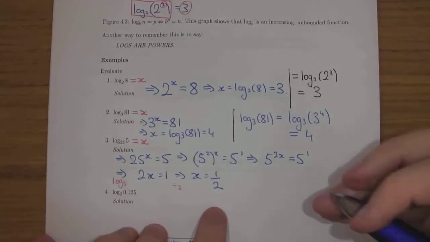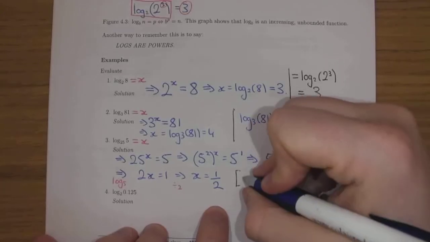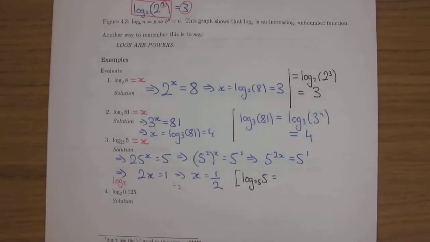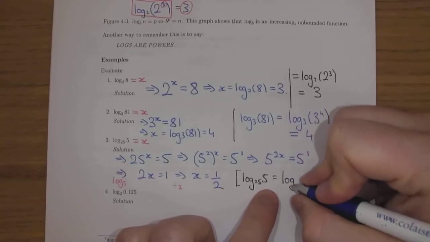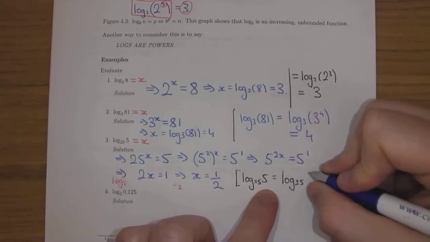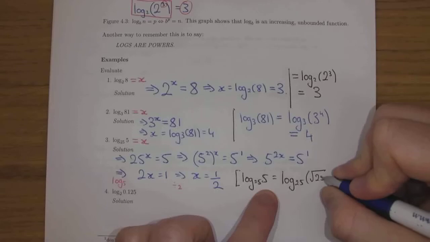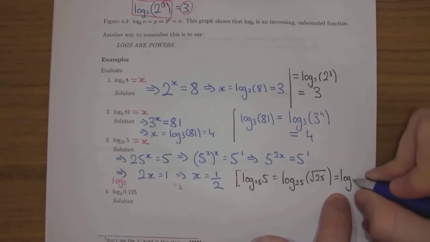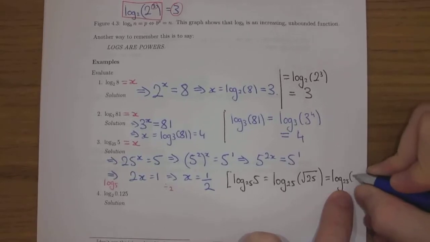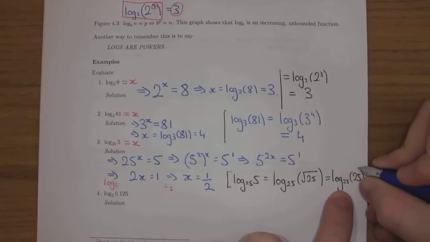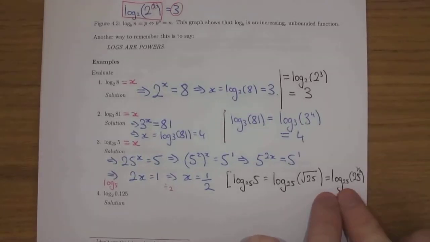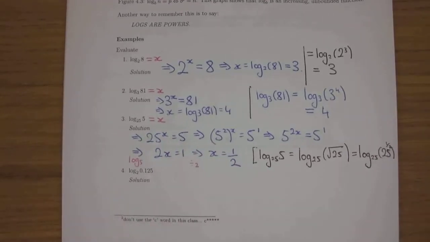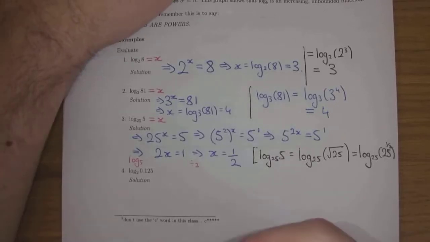So how do people do that in their head? Well, they think something like this. Log base 25 of 5, and they recognize that 5 is the square root of 25, and then they recognize that the square root is to the power of a half. Running out of space here. And then log base 25 and 25 to the power are inverses, so you're just left with a half. Okay, similar story here. Let's see what happens.